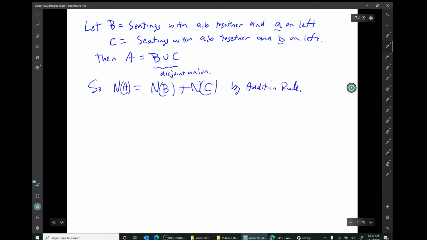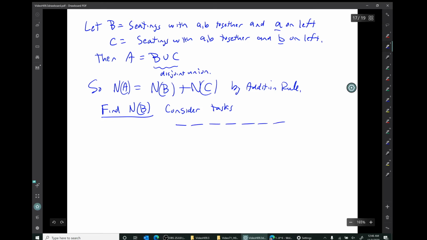So that's the solution that the book has in mind when they put this problem in section 9.3 of the book, which is about the addition rule. We would solve this problem by counting the number of elements in set B and the number of elements in set C, and add them up to get the number of elements in set A. Well, let's do that. To count the seatings of type capital B, we have to think about tasks.